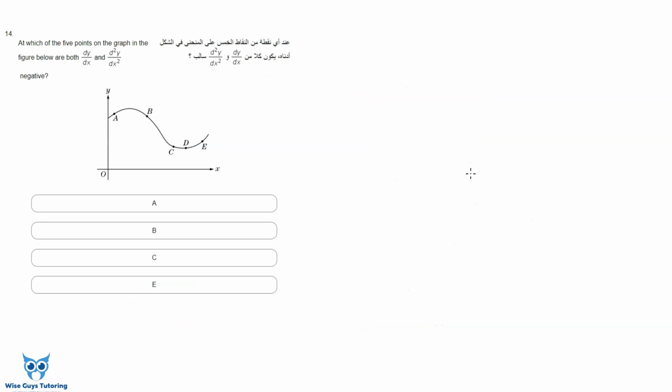Okay, this one says, at which of the 5 points on the graph in the figure below are both dy/dx and d²y/dx², the second order, negative? Okay, so let's talk about what those things mean. When we say dy/dx, that means the derivative. And when you're talking about a graph in particular, the derivative is the slope or the gradient. Okay, that's what dy/dx is. Always when you're finding the derivative, it's the rate of change. But we use it to find the slope of curves. dy over dx, that's y prime. Also, it's the same thing. That means the derivative is the slope.